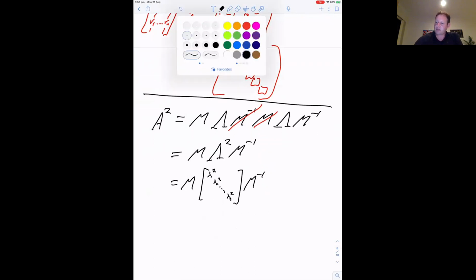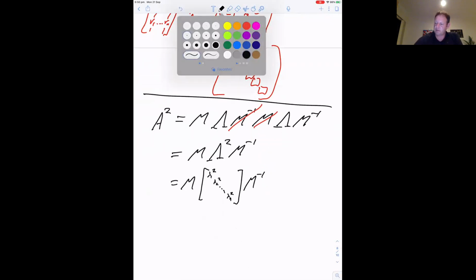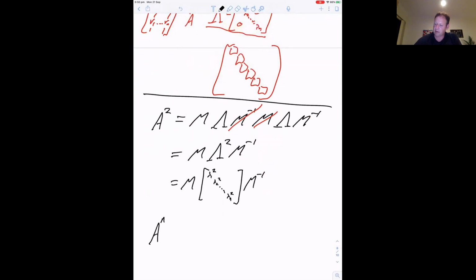And of course, you can continue this joy, and you could say that A to any power, let's not use n because that's often the size of the dimension, let's say k, is just going to be M times lambda to the power k times M inverse. So this is what diagonalization is good for, and we'll see an example just after the break.